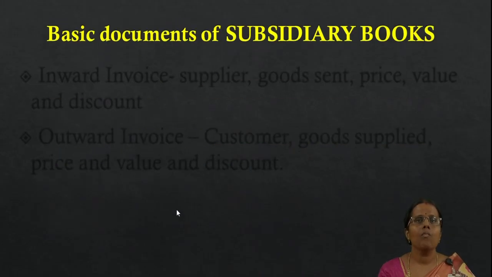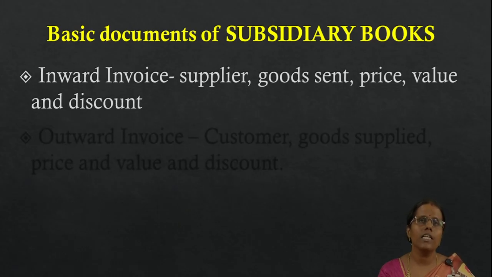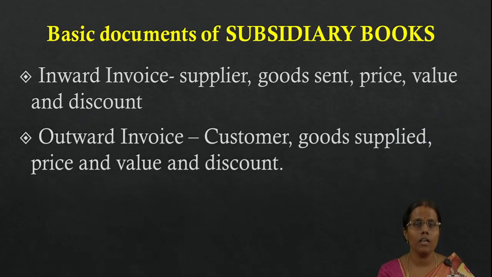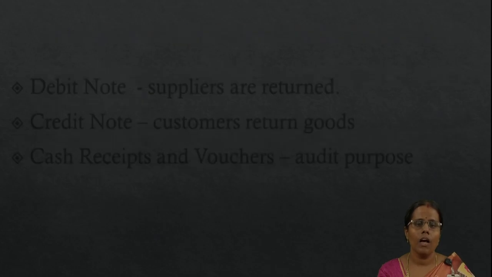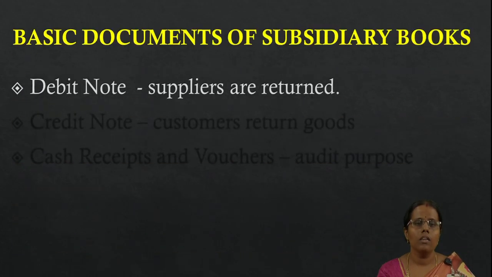And then next, what are the basic documents which are needed for subsidiary books? First one is inward invoice. Inward invoice is given by the supplier. When goods are sent, the inward invoice is given, and the price, value and discount are mentioned in the inward invoice. And the next one is outward invoice. The bill which is given to the customer, and the goods supplied, price, value and discount are entered in the invoice.